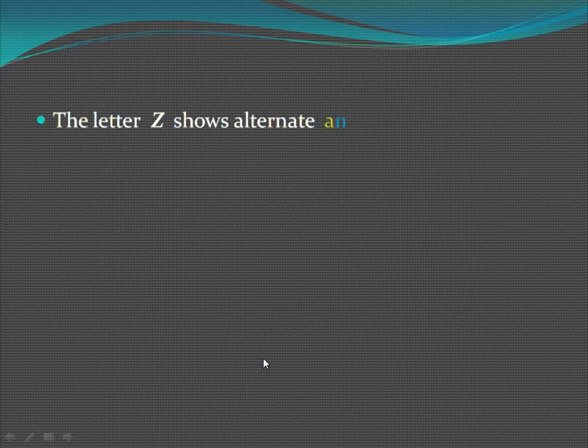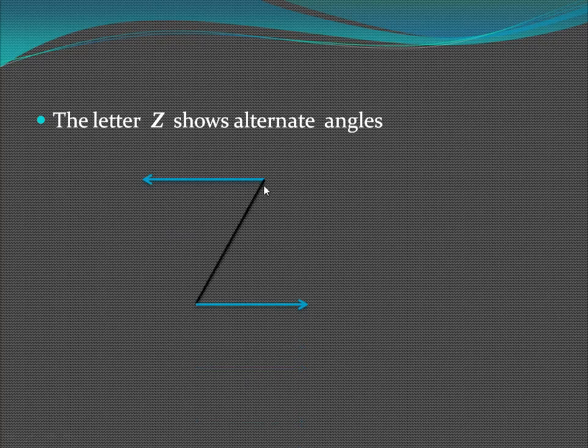The other letter is Z. Z shows alternate angles. Parallel lines like Z: this is a parallel line, this is another parallel line, and this is the third line. By drawing this line, which is basically the transversal, the upper line and the lower line are the parallel lines, and the angles formed in Z are called alternate angles, like this angle and this one. These two angles are called alternate angles.